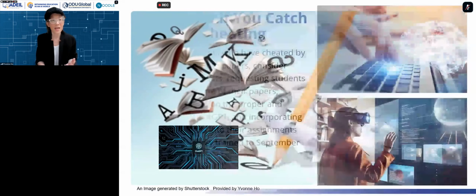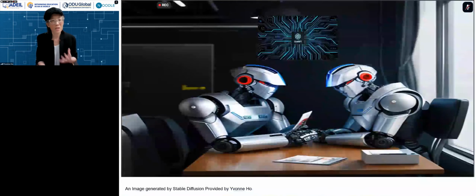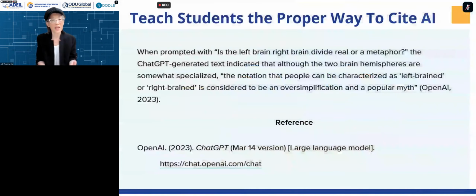If you identify students who have cheated, then you should consider administering oral tests. Request students to explain the content of their papers, and also teach students the ethical usage of ChatGPT, and also use more current events, since ChatGPT is only trained to September of 2021. So these are all the different ways in which you can ChatGPT-proof your assignments if you're against ChatGPT and you want to prevent students from using ChatGPT.